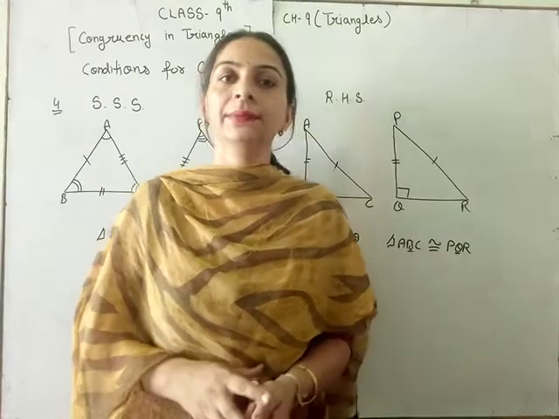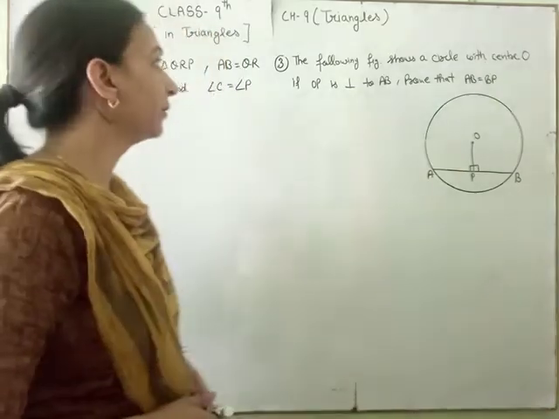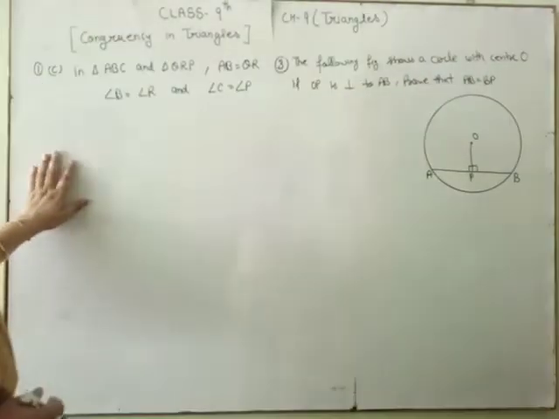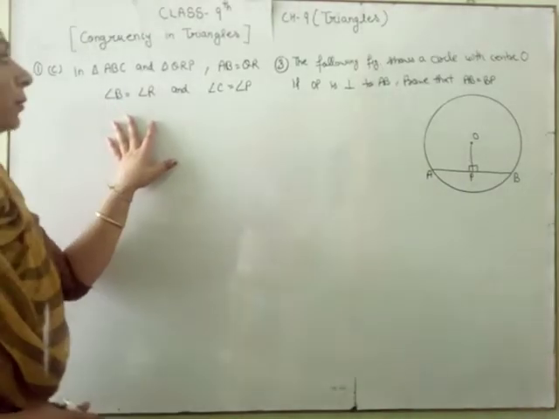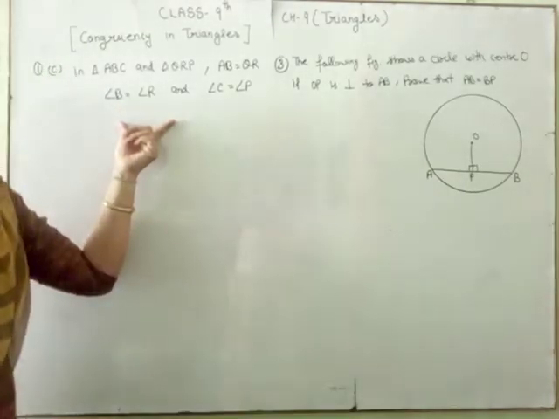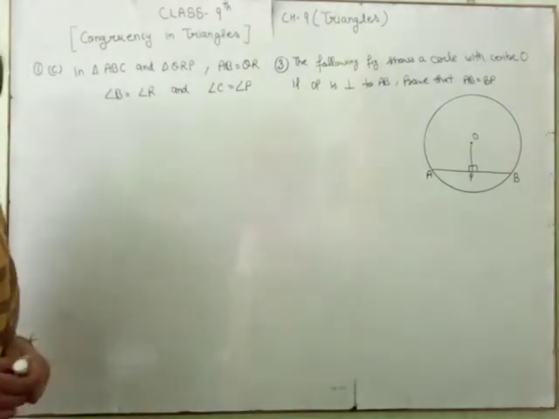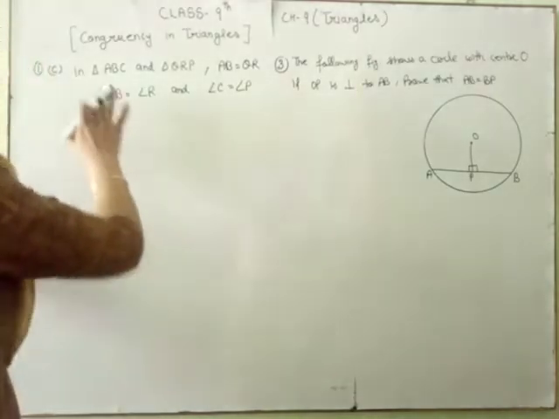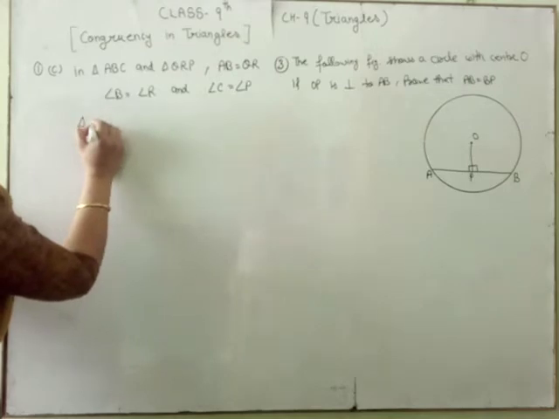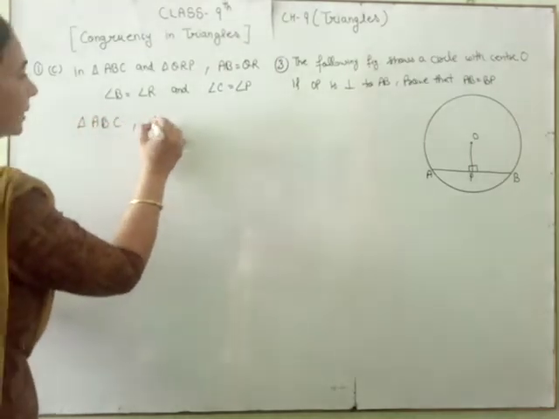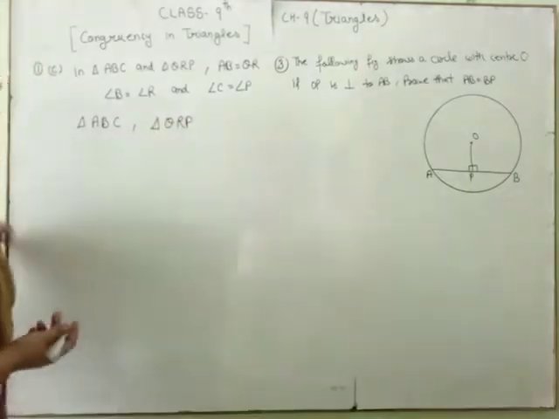Now I take some examples from the exercise. Next we have some questions from the exercise. This is question number first, part number third. There are two triangles with some conditions. If these conditions satisfy congruency, then state the congruency. Okay, which type of congruency here? Triangle ABC and triangle QRP. Okay, this is the notation of triangle QRP.